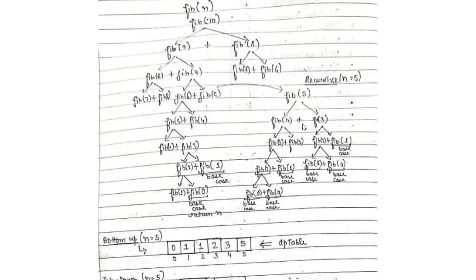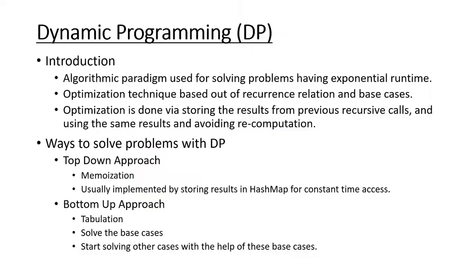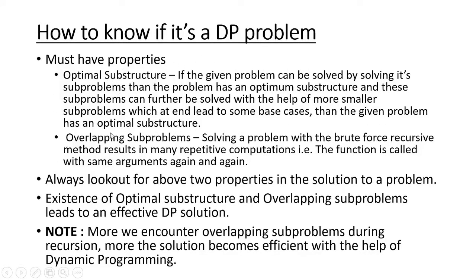So what do we see? We do have overlapping subproblems, and this is one of the most important properties to have in a recursive solution, such that we can apply DP on it. Again, for applying dynamic programming on any recursive algorithm, we need to have two things. Those two things are overlapping subproblems, which we just discussed, and the second thing is optimal substructure. And what does this optimal substructure mean?